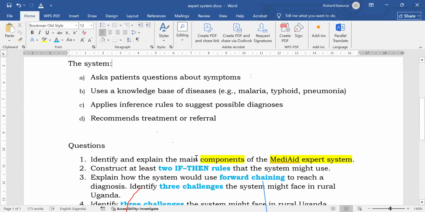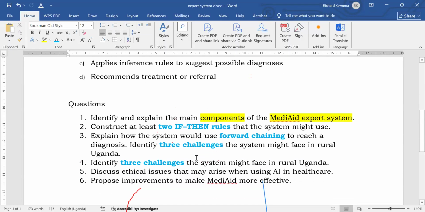Okay. And we have had 6 questions from this scenario question. So 6 questions. And right now we are looking at the first question, which says identify and explain the main components of the MedAid expert system. So that's where the term MedAid expert system is the name which the government has called that system. And the first question now is, we appreciated and said this expert system is a software solution, right? And we said this question now is looking at what we covered under the software solution.